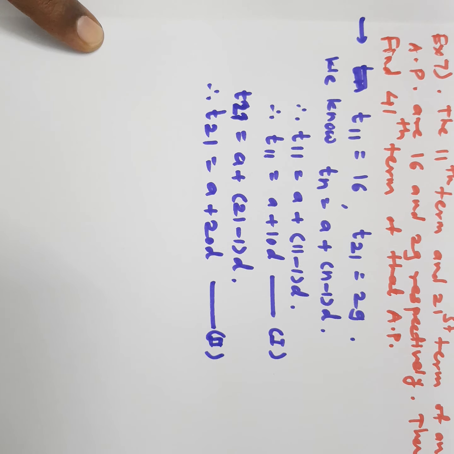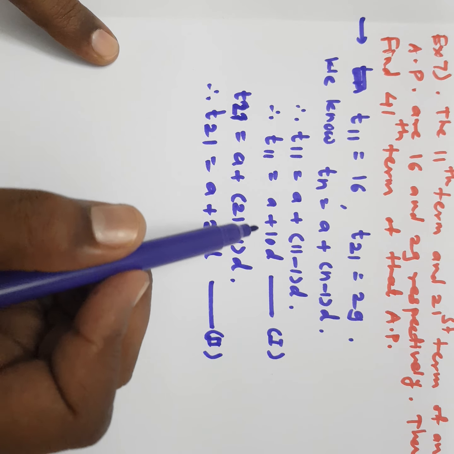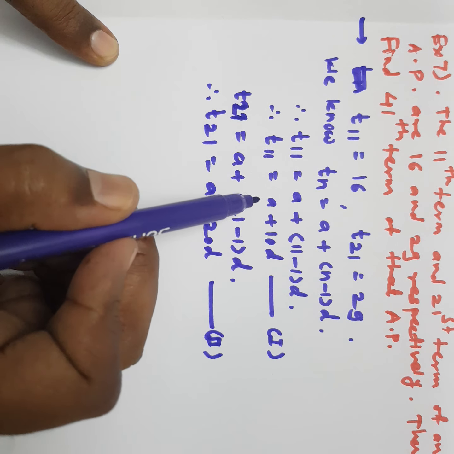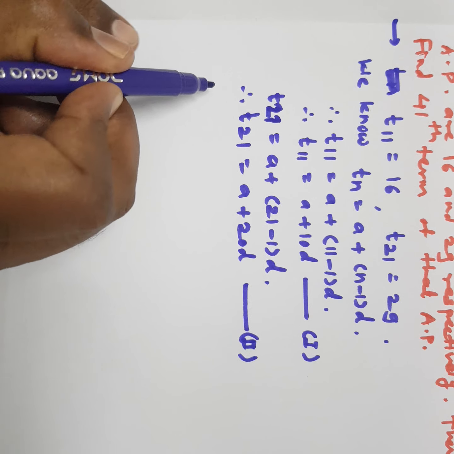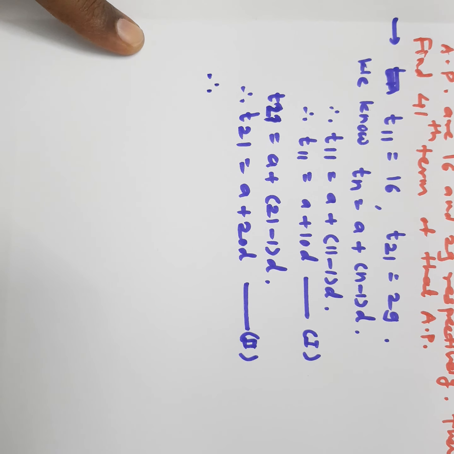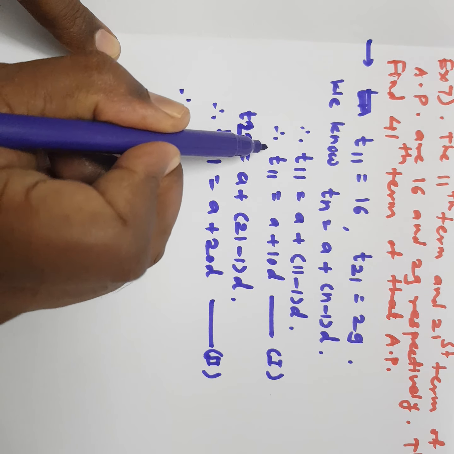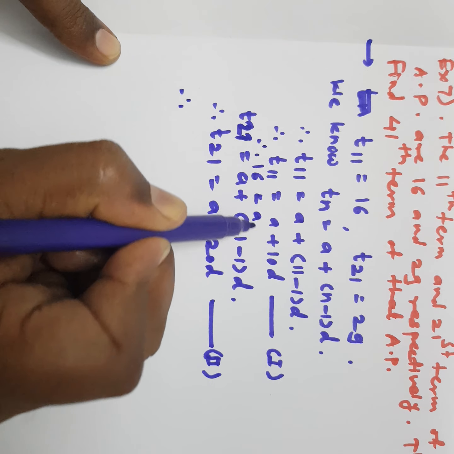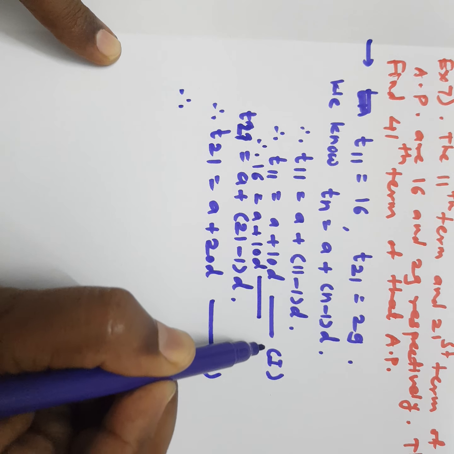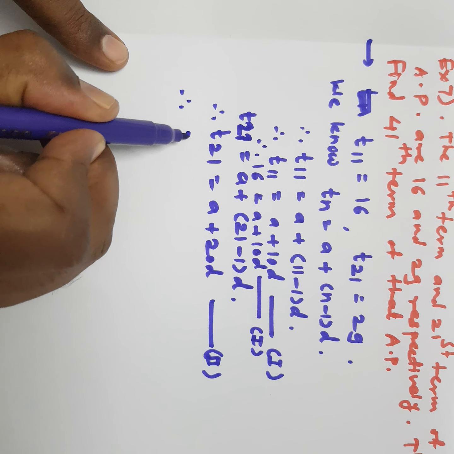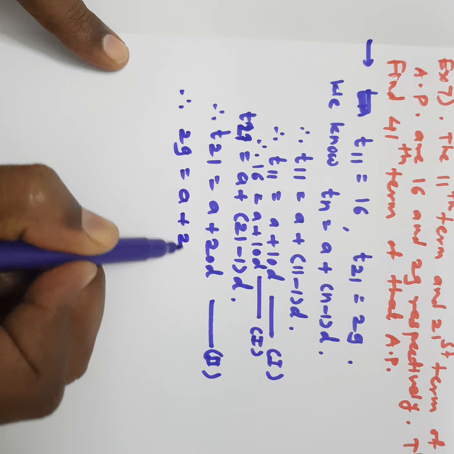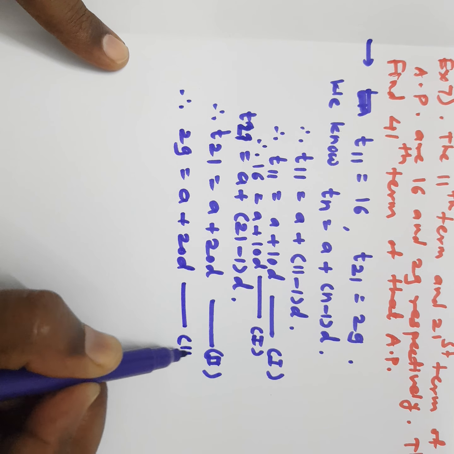Here these two equations are linear equations in two variables, that is a and d. We will solve these two equations. The 11th term is given, it is 16. Therefore here 16 is equal to a plus 10d. Give this equation number 1. And the 21st term is 29, which is equal to a plus 20d. It is the second equation.